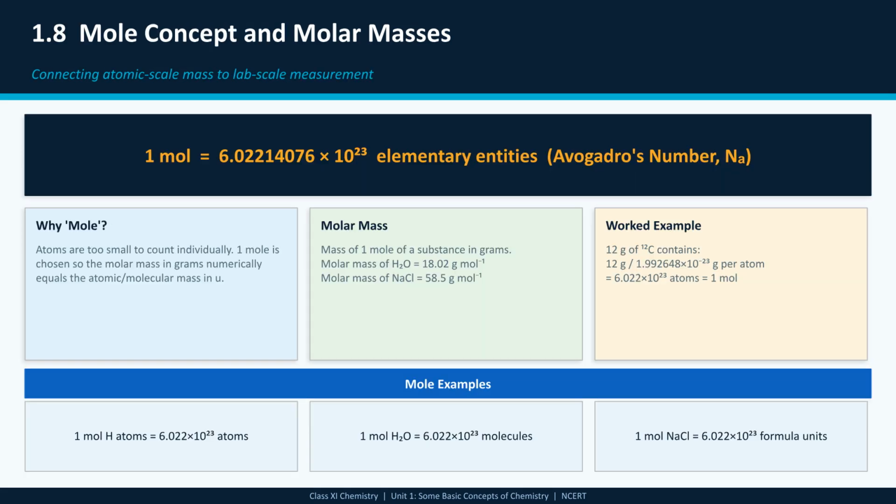The mole concept connects atomic scale mass to lab scale measurement. 1 mole is equal to Avogadro's number of entities, 6.022 times 10 to the power of 23. Molar mass is the mass of 1 mole in grams, numerically equal to the atomic or molecular mass in u.